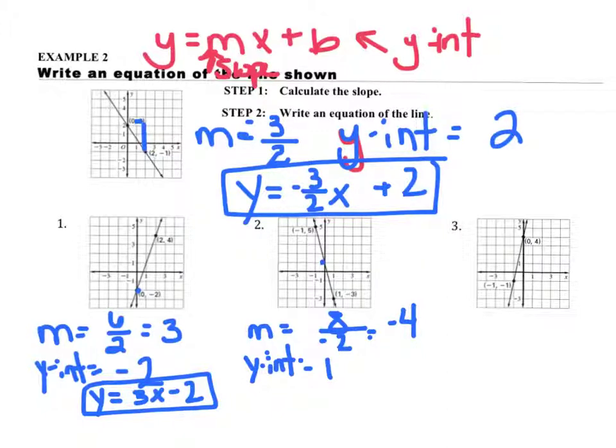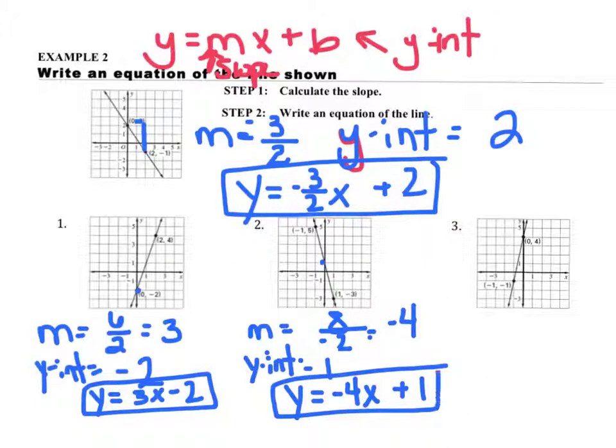So my y-intercept is 1. So now let's go ahead and write our equation. y is equal to negative 4x plus, because it was a positive 1, plus 1. All right, and for our last one then, again, we're going to find the slope and the y-intercept.